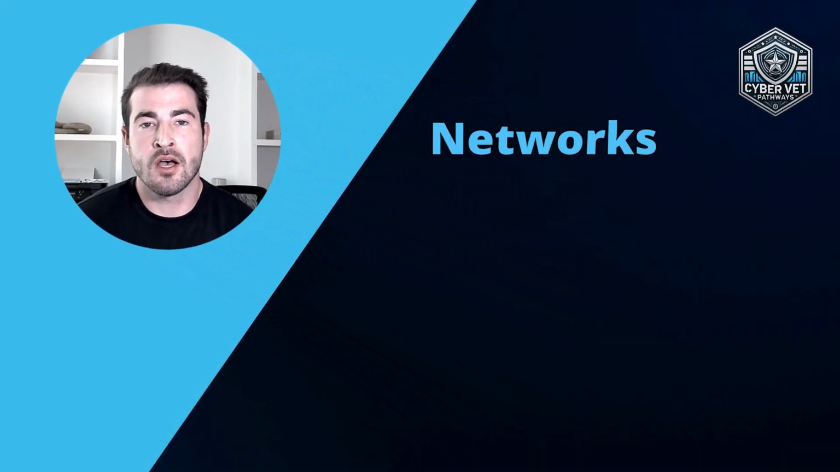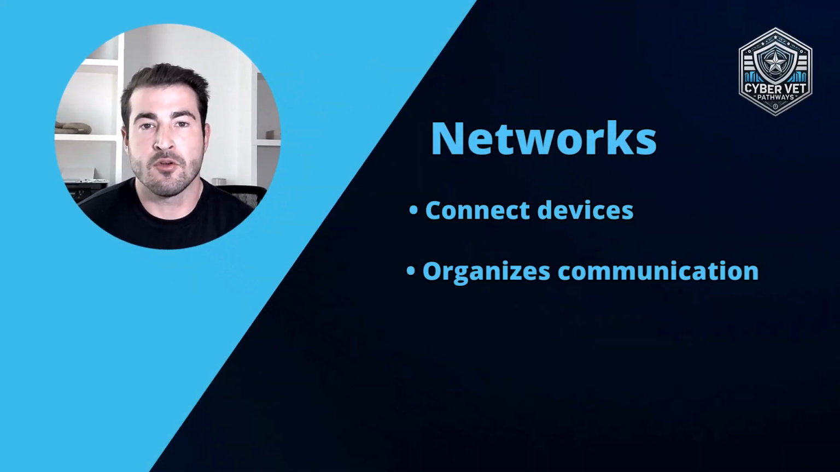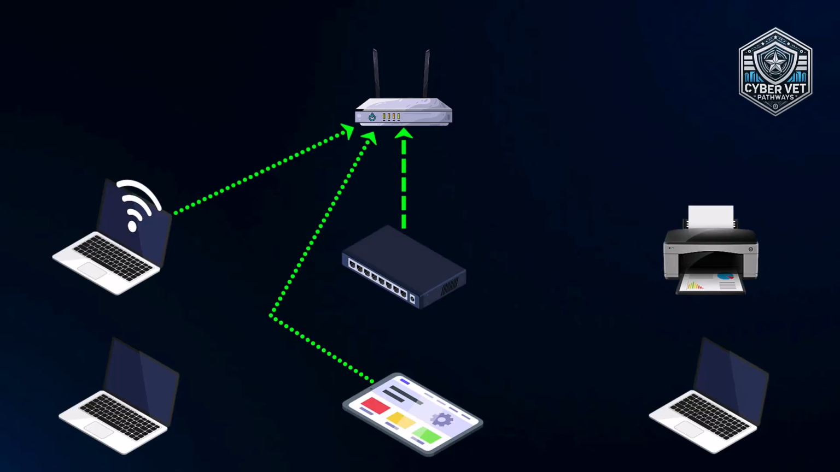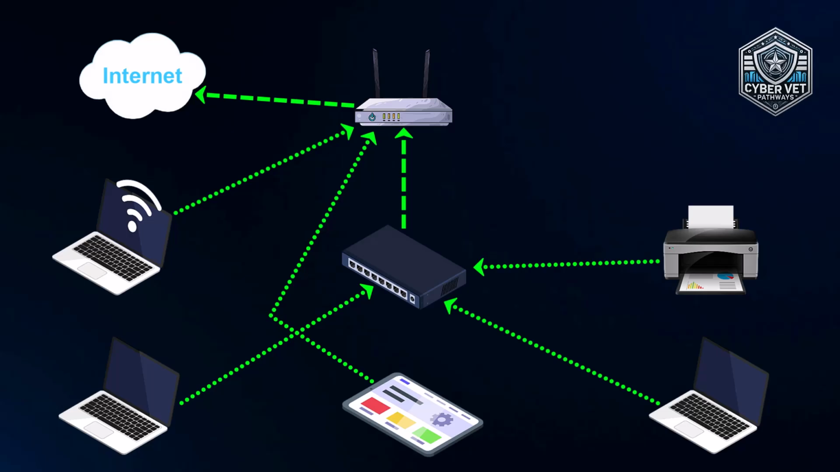At its core, a network connects devices. It organizes communication. Ultimately, it ensures messages get to the right place. As we further explore in our series, we'll discover the complexities of networking. In its simplest form, a network typically consists of routers, switches, devices, Wi-Fi or cables, and an internet connection.